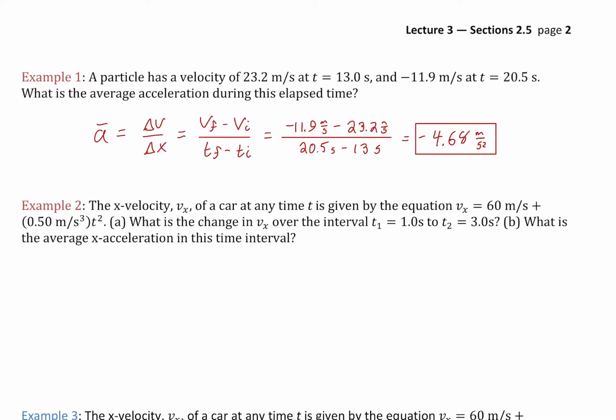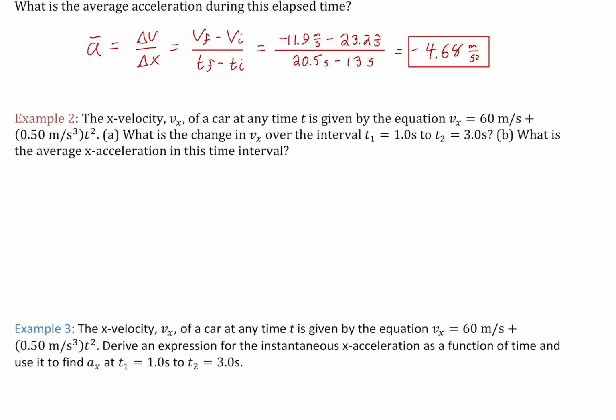It's a negative acceleration. Why? Because it took a positive velocity and made it negative. In other words, if the velocity was 23.2 to the right and it ended up with negative 11.9, which would be like 11.9 meters per second to the left, then the acceleration is also to the left, the negative direction. Okay, let's look at example 2.